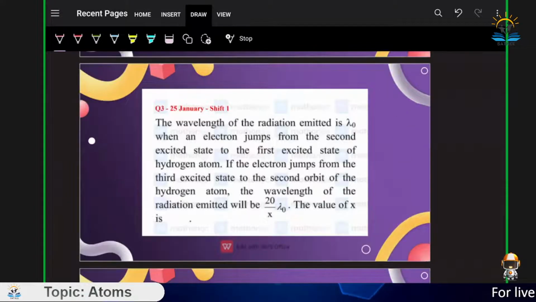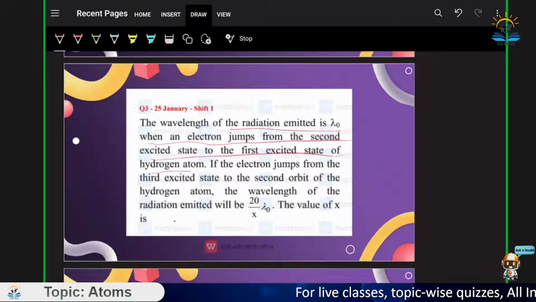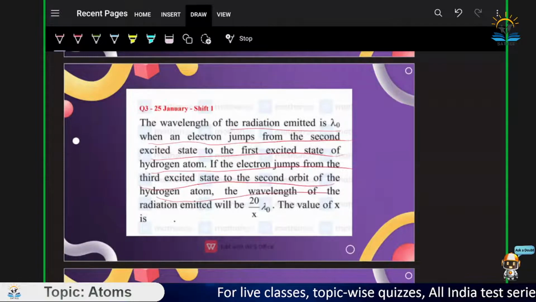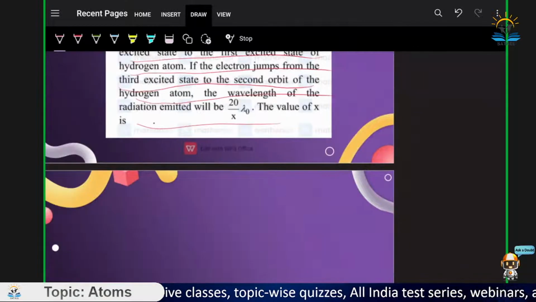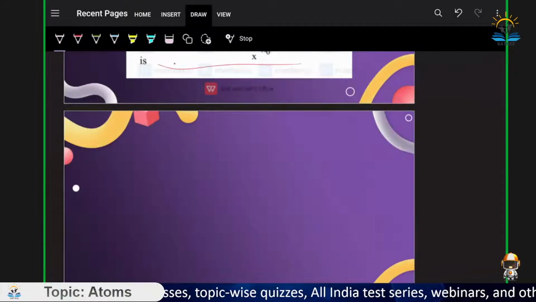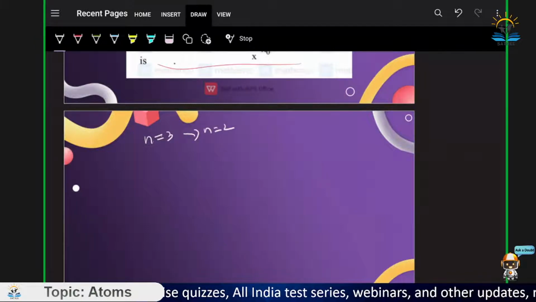Next, the wavelength of radiation emitted is lambda naught when an electron jumps from the second excited state to the first excited state of a hydrogen atom. The electron jumps from the third excited state to the second orbit of the hydrogen atom. The wavelength of the radiation emitted will be 20 by x lambda naught. The value of x is again a similar kind of problem. First is n equal to 3 to n equal to 2, the second excited state to the first excited state.